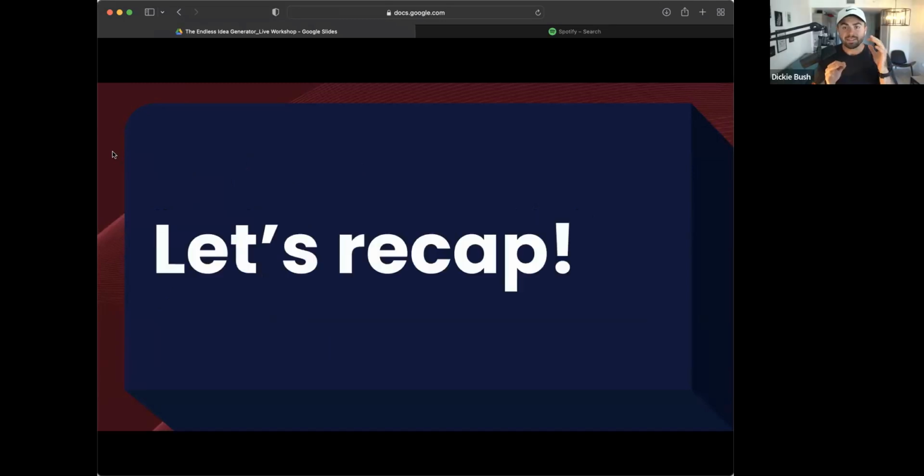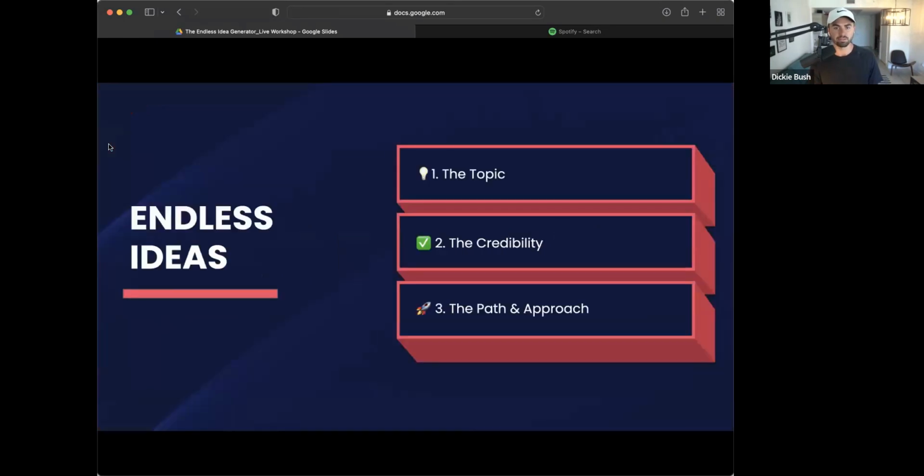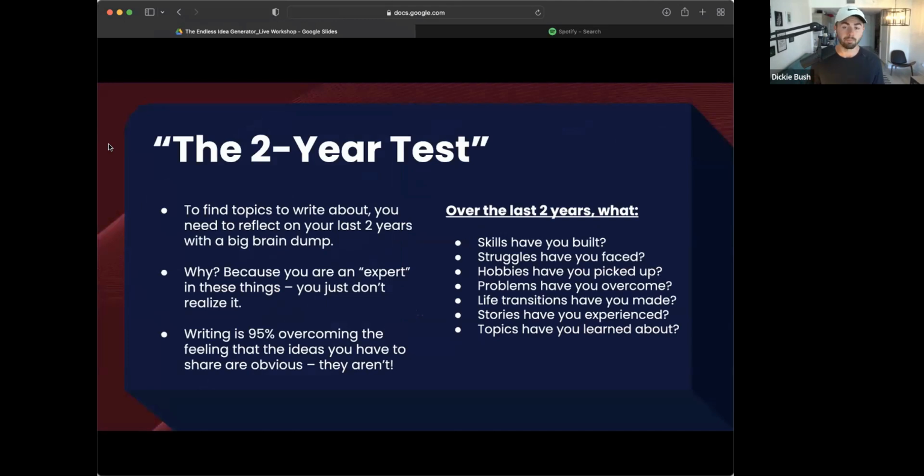All right, deep breath. Time to recap. We've covered a ton. We're going to run through exactly the system again and then give you the recap slide that you can take a screenshot of as you want to continue generating ideas. So we started with the endless idea generator, which are 3 pillars: picking your topic, finding your credibility, and going through the proven paths and approaches. We started with the 2-year test. That feels like a month ago. We've covered so much in this video.